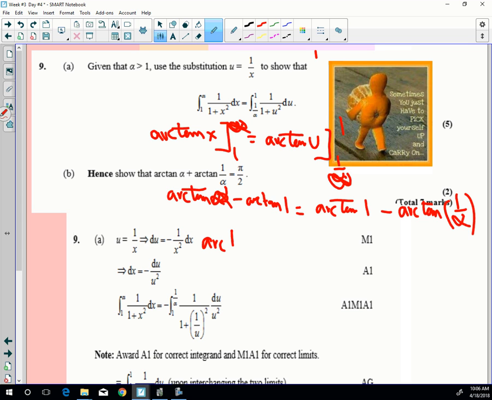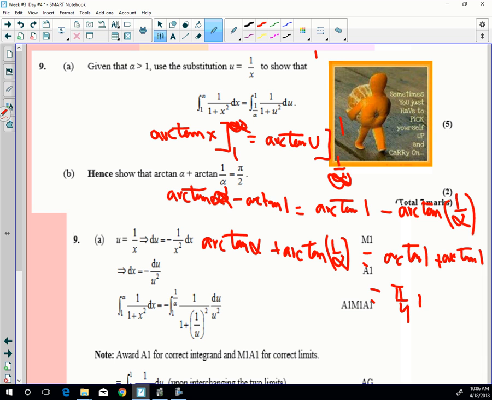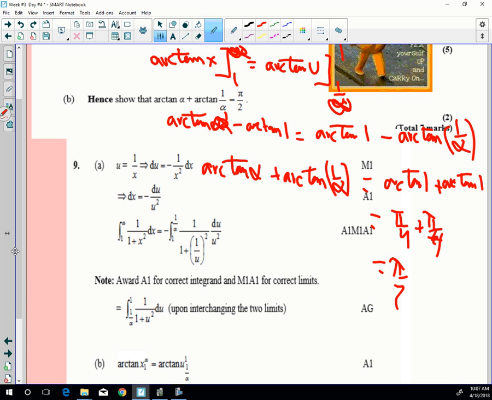So the arctangent of alpha plus the arctangent of 1 over alpha is going to be equal to the arctangent of 1 plus the arctangent of 1. And what is the arctangent of 1? Pi over 4, right? So you see how it gets pi over 2 equal to that? Way too much fun.